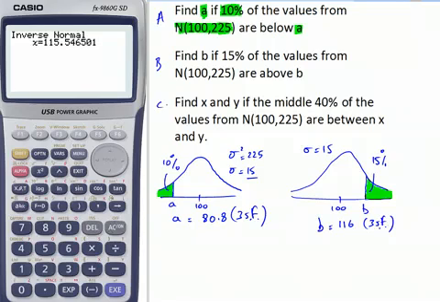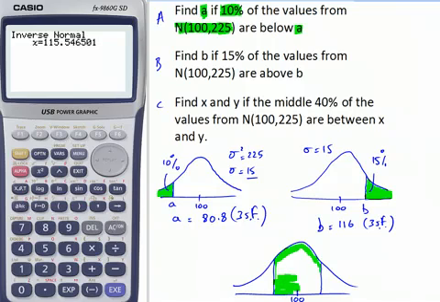Good. Okay, the last example, C, fairly obvious one now. We're going to look at the middle. The middle 40%. Now the middle 40% indicates that it will be the central bit balanced around the mean. So in other words, you're going to have 20% below, 20% above. So you're looking at this section here. And that's the area which, if that's 40%, the question requires you to find what the values would be at the boundary of this area.